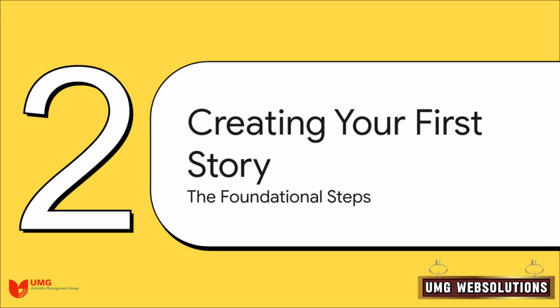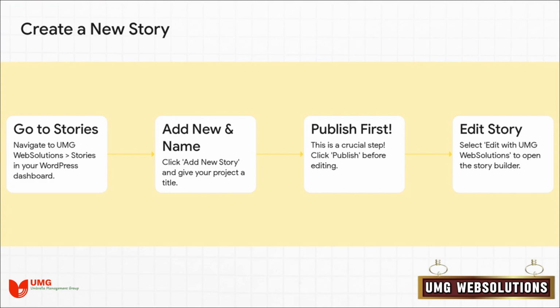All right, enough talk. Let's actually jump into the WordPress dashboard and build one of these things from scratch. The process is actually pretty straightforward, but there is one step here that is absolutely critical. So you'll go to Stories, click Add New, give your story a name, and now stop. This is the pro tip. You have to click Publish before you start editing. I know it feels backwards, but this sets everything up correctly in the background. Once you've done that, then you can hit Edit with UMG Web Solutions to open up the builder.